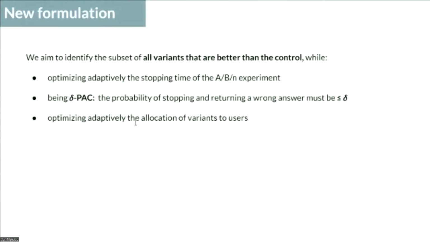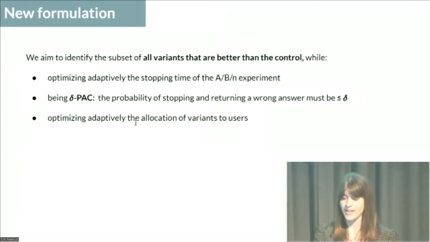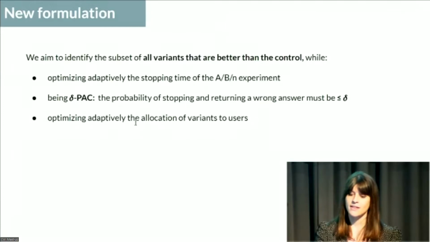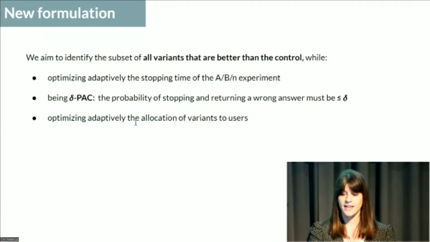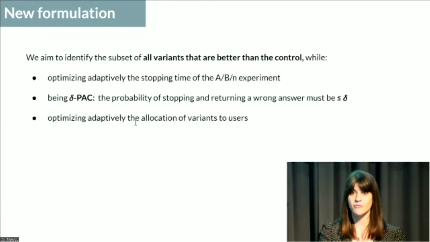So now, with these desires in mind, that we want to do things adaptively, I would like to reformulate the problem of identifying all the variants, if any, that are better than the control, while being able to stop at a data-dependent moment, keeping the probability of making a mistake low, at most delta, and by adaptively optimizing the allocation of the users to the variants.